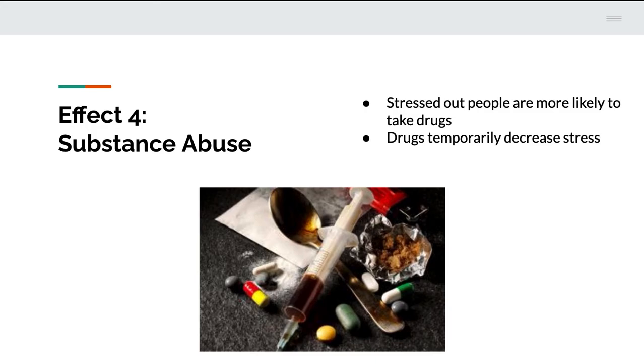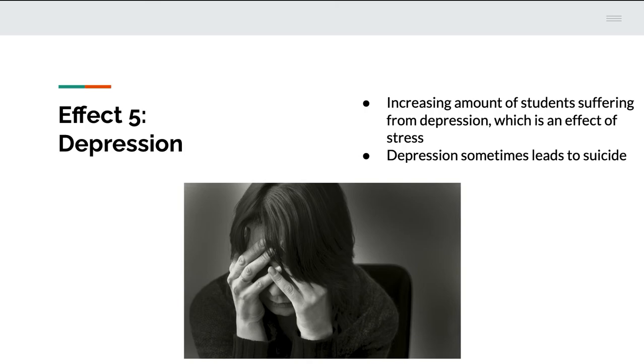Substance abuse can lead to death because of overdosing, drug addiction, financial depression, and not being able to feel anything without drugs. Effect 5. Depression. Another effect of academic stress is depression. As well as increasing levels of cortisol, stress also reduces levels of serotonin and dopamine, the pleasure hormone, which results in decreasing amounts of happiness, and eventually, if nothing is done about it, depression.